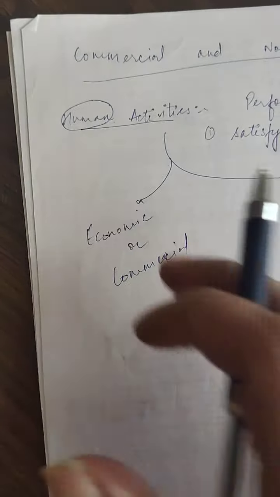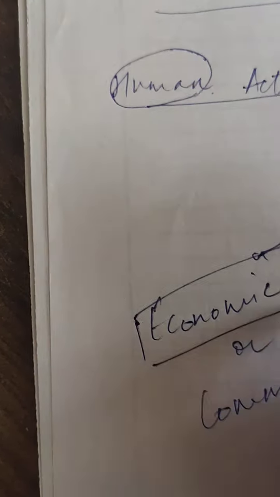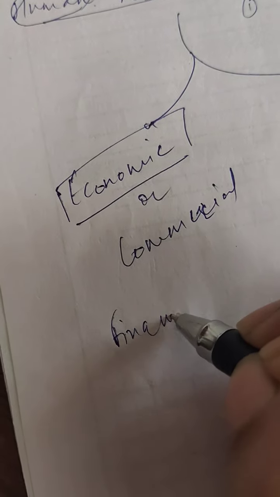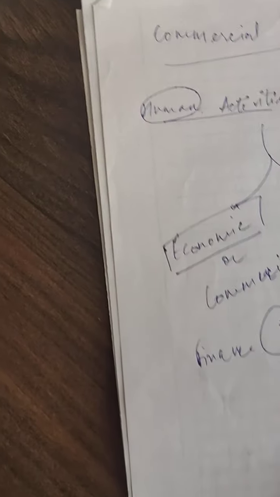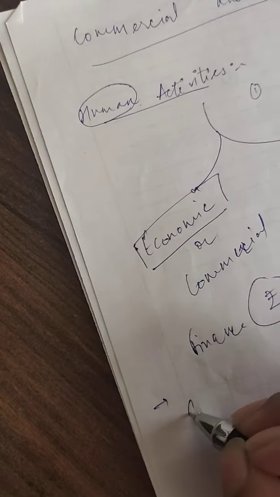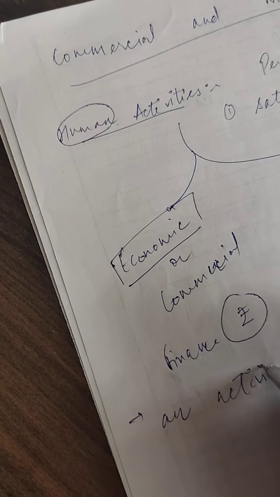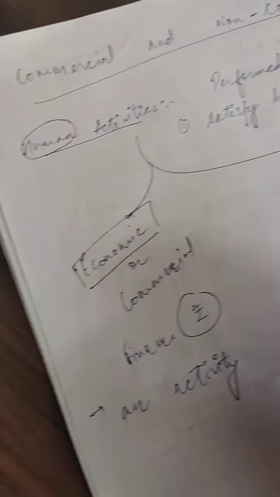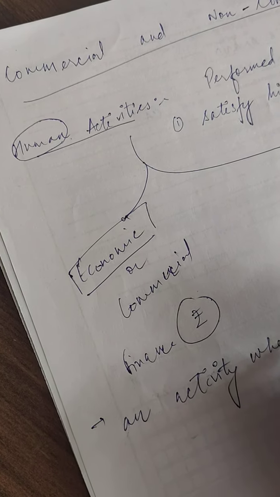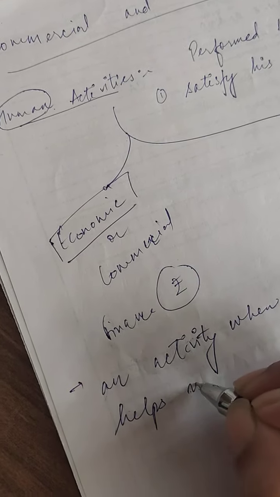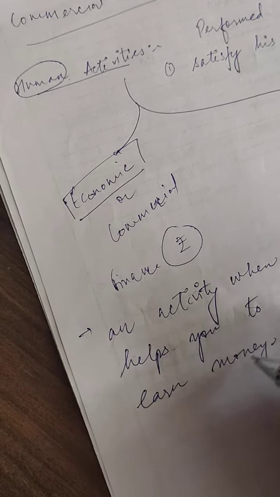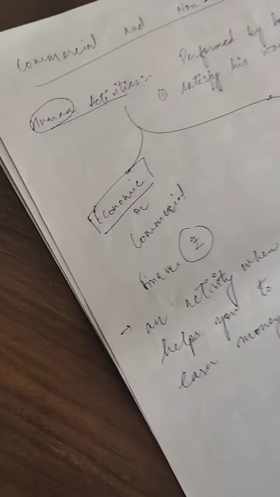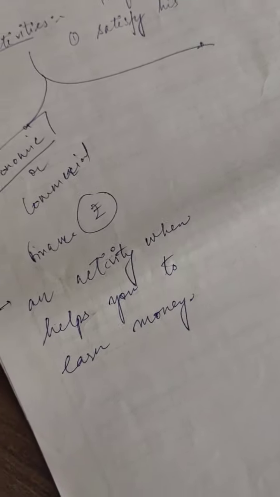Now, what are economic activities? Just relate to the word economic. Economic stands for finance. That means it has to carry a monetary value. If it is carrying a monetary value, then we will say that it is an economic activity when you are earning money out of it, right? I am just helping you to get the keywords. So an activity which helps you to earn money is called a commercial or economic activity. That means money is being attained out of it. Then only it becomes an economic activity.